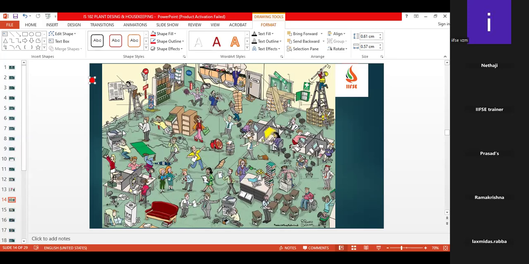Inappropriate positioning of the ladder. Yes, the ladder is not positioned close to the work area. He is just leaning it against the wall. So there is a chance the ladder may become unbalanced and he may fall down. Okay, next one, following that.